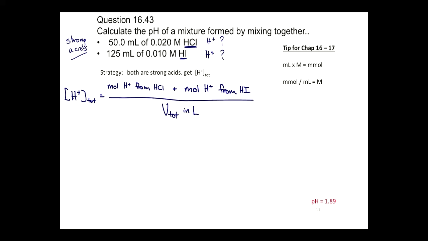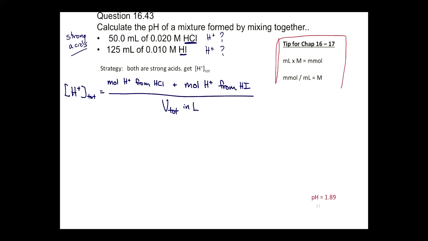So I have a formula here where the concentration of H plus total in this mixture is equal to the contribution of HCl and the contribution of HI over the total volume in liters. I'm going to tell you a tip that'll be helpful in chapters 16 and 17. We know that molarity is moles per liter, but working in liters is difficult because in lab you're not measuring in liters, since a liter is a lot. Typically, we're measuring volumes in milliliters.